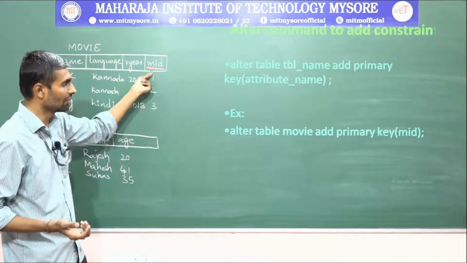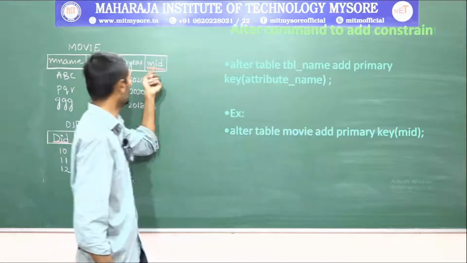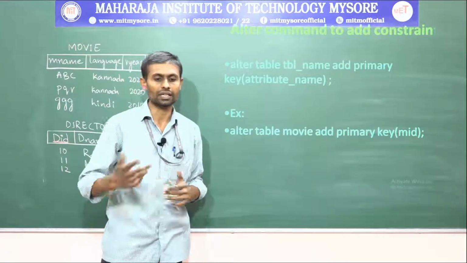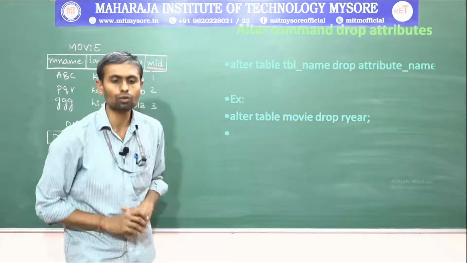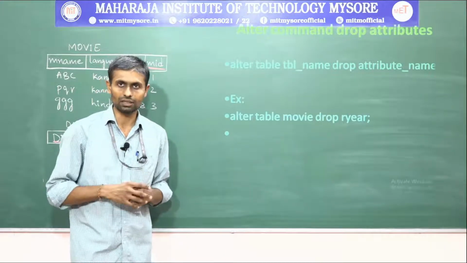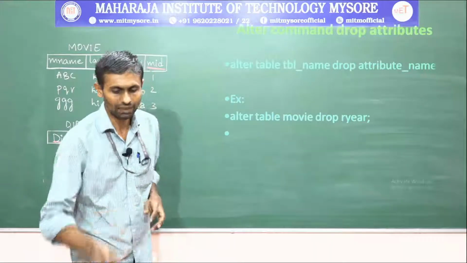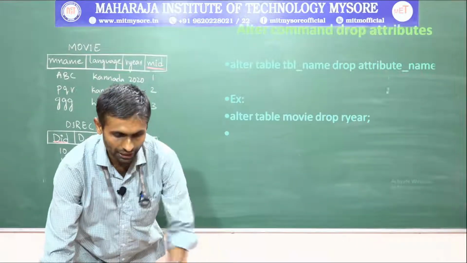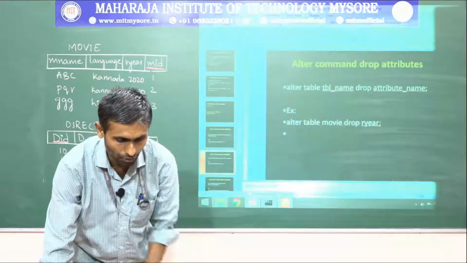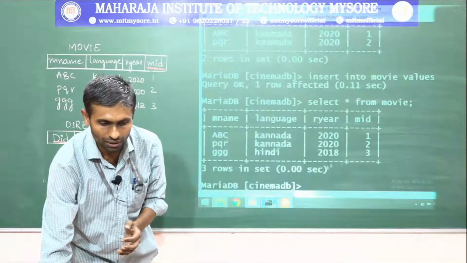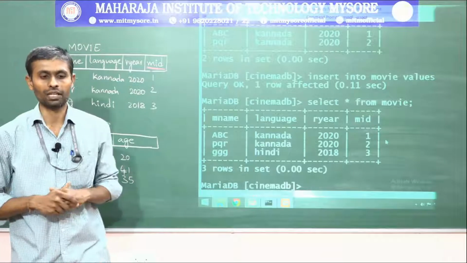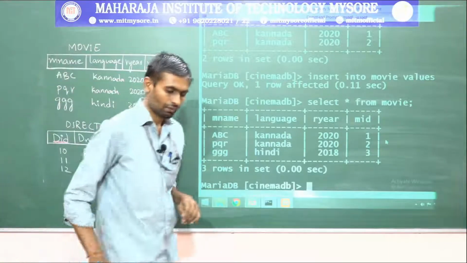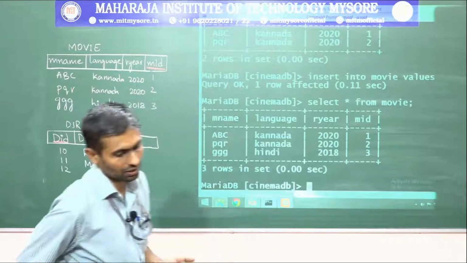So that we are achieving by making this MID a primary key, that is a key attribute, right? Then after that, friends, we discussed how to add an attribute, but we have not discussed dropping an attribute from a table. Let me take an example of dropping an attribute from the table.